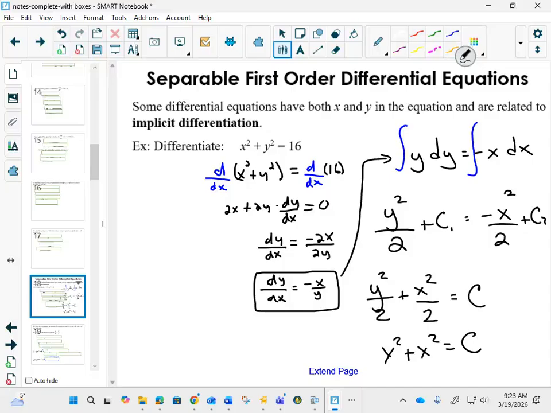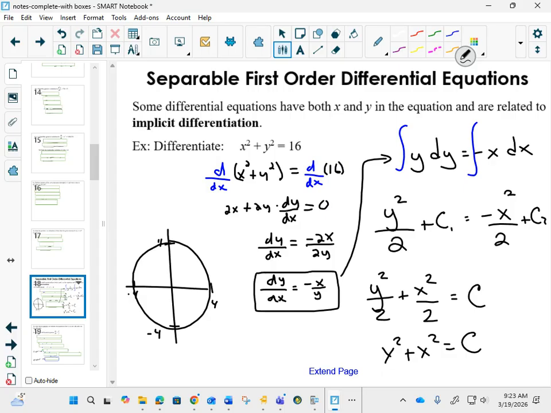Anybody know what this is? As a graph, it's a perfect circle. When you have x squared plus y squared equals, it's actually r squared. If we graph this, it'd be a perfect circle with a radius of 4. Is it a function? No, it's a relation, because it doesn't pass the vertical line test.